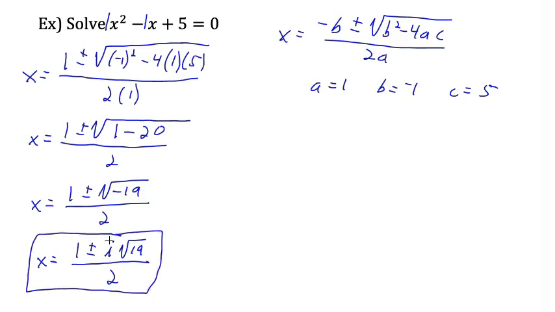Now always keep in mind that there are actually two solutions here. We have x equals 1 plus i times the square root of 19 over 2, and x also equals 1 minus i times the square root of 19 over 2. Just to save time, we like to write it with that plus or minus.